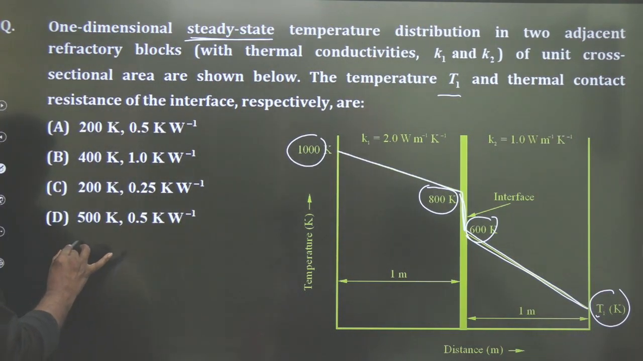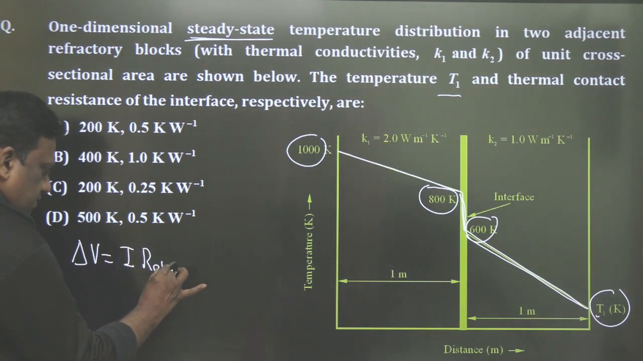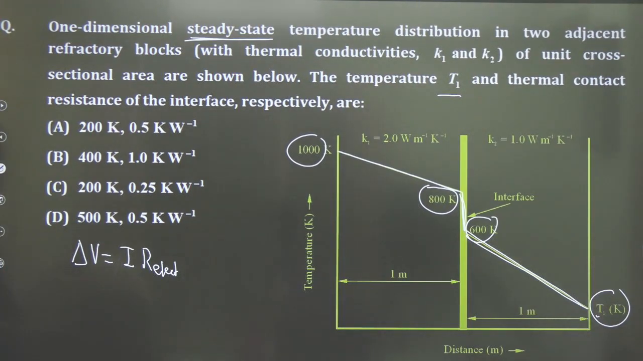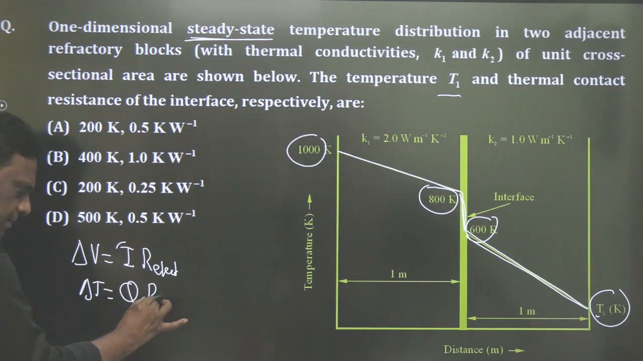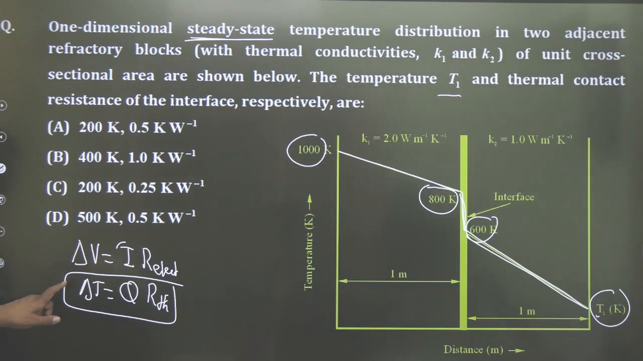You know that in the electrical analogy, voltage drop is equal to current into electrical resistance. This we have studied, Ohm's law, V is equal to IR. And the analogy in heat transfer is, due to voltage drop, here it is temperature drop. Flow of current, flow of heat. Electrical resistance, thermal resistance. So this is one of the important equations in heat transfer: delta T is equal to Q into R.